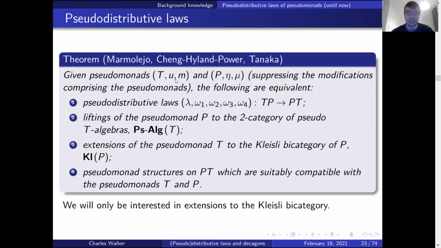The version of Beck's theorem for pseudo-distributive laws has, given pseudomonads T and P and a pseudo-distributive law lambda, I'm going to suppress the modifications that comprise the pseudomonads because we don't care about them so much. The following are equivalent: pseudo-distributive laws, liftings of the pseudomonad to the 2-category of pseudo-algebras, extensions of the pseudomonad to the Kleisli bicategory, and pseudomonad structures on the composite, which have to satisfy a bunch of compatibility conditions with the original pseudomonads T and P. And again, we'll only be interested in extensions to the Kleisli bicategory.